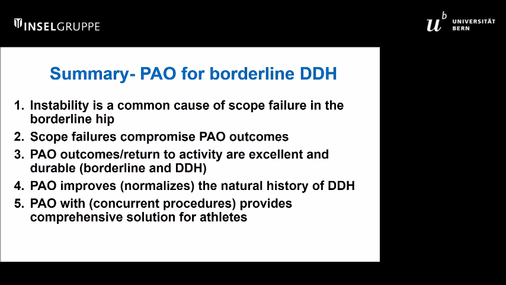So in summary, instability is a common reason for residual symptoms after a hip scope in the borderline group. Scope failures do compromise our ultimate outcomes. PAO outcomes in borderline we've demonstrated to be maybe some of the best outcomes we have in hip preservation surgery, and hopefully this is not only improving symptoms, altering the natural history, getting these athletes back to their sports as well.